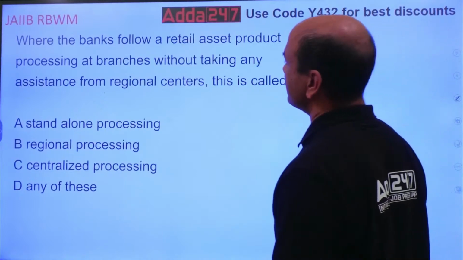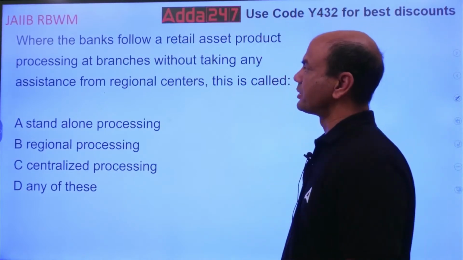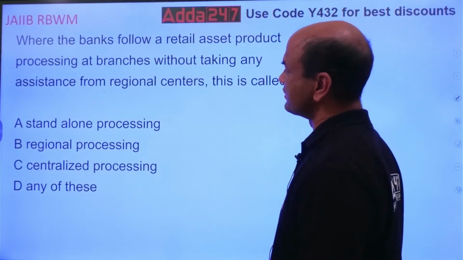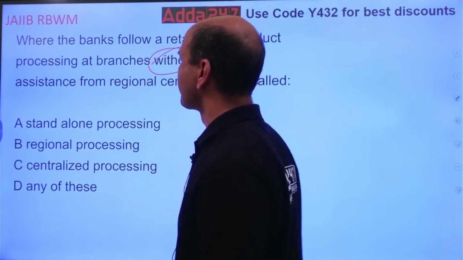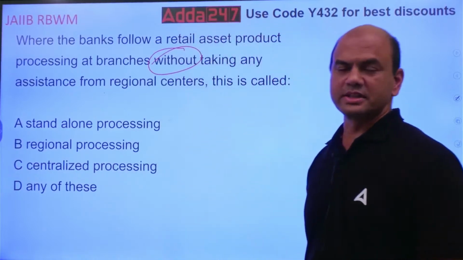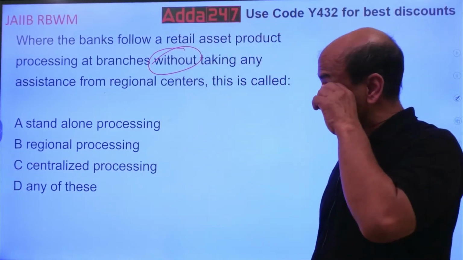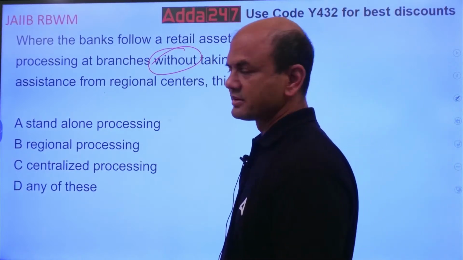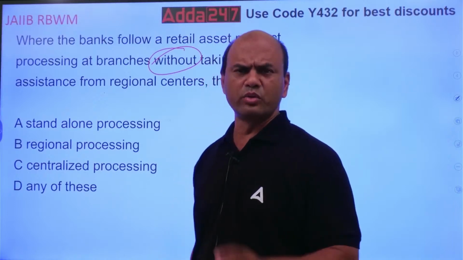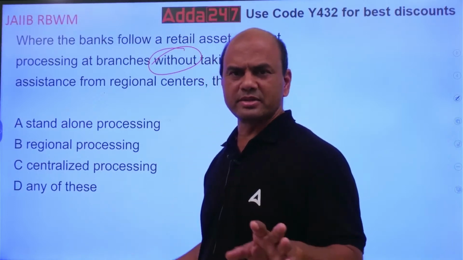Where the banks follow retail asset product processing at branches without taking assistance from the regional centers, it is called as, now this is simple, standalone. Regional, central, any of these, where the banks don't take the help. Everything is done by the branch.